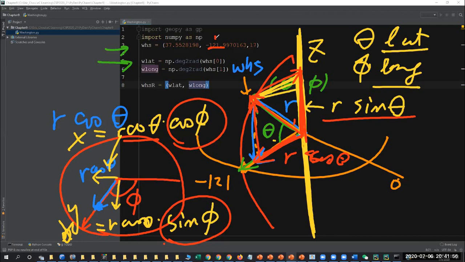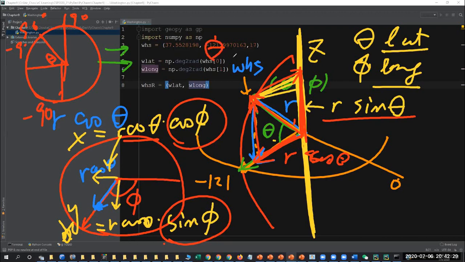Is that latitude? The second one is longitude. Minus 120 cannot be the latitude. You have a ball, right? This angle cannot be over 90 degrees or minus 90. It can only go from 90 degrees to 0 to minus 90 degrees. So this second one is what?